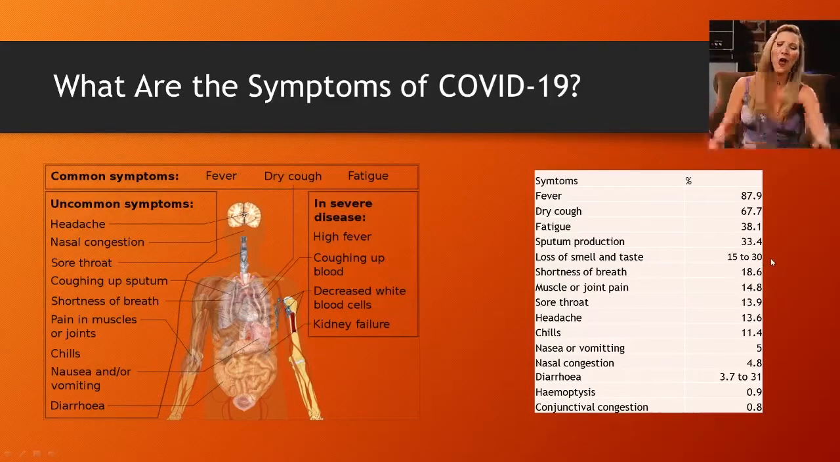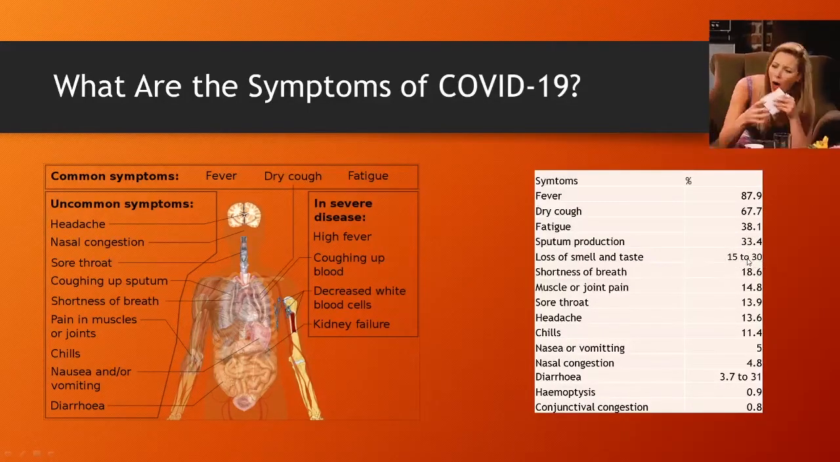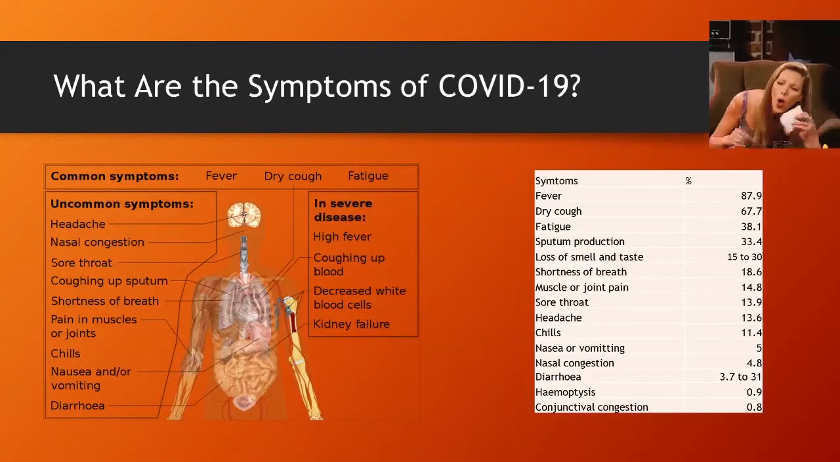And I have a table here that shows the frequency at which those less common symptoms appear, because the very common symptoms are fever, dry cough, and fatigue. Fever and dry cough, we see very, very commonly. Fatigue, still pretty good. Sputum production, still pretty good. Loss of smell and taste: when it first came out, it had been reported at about 60%, and it was shown that that was way exaggerated.